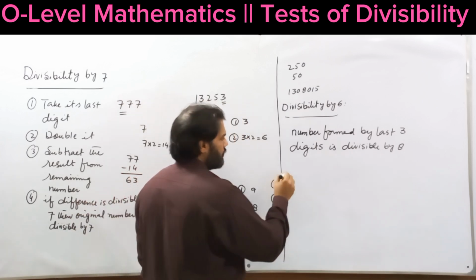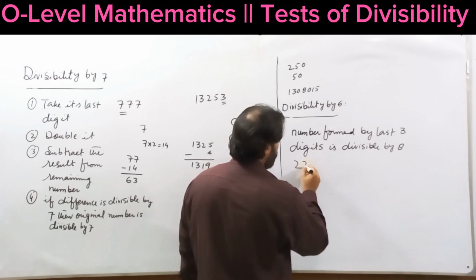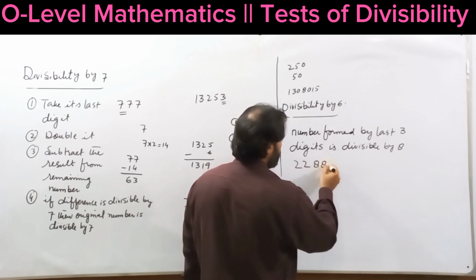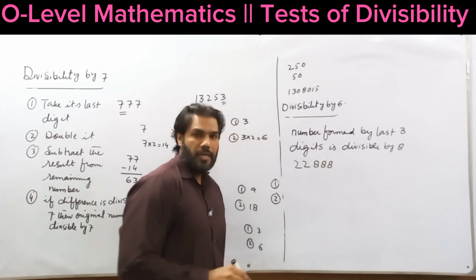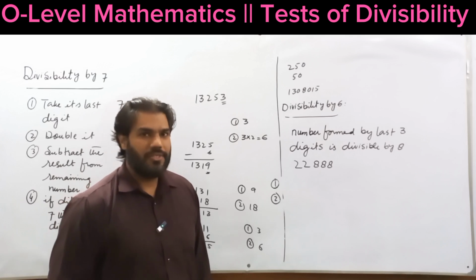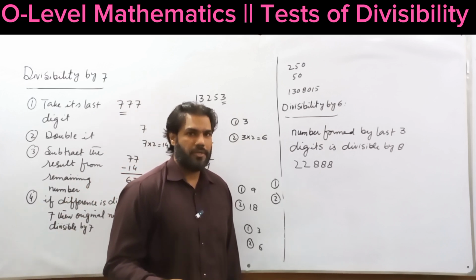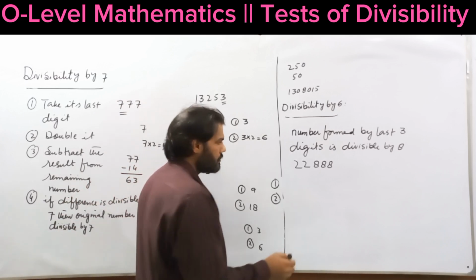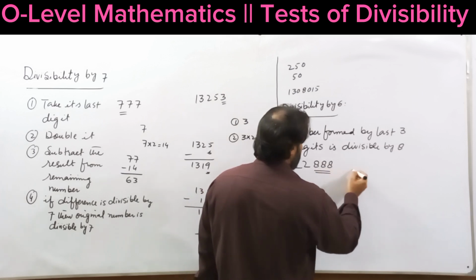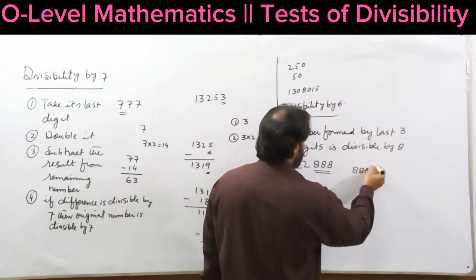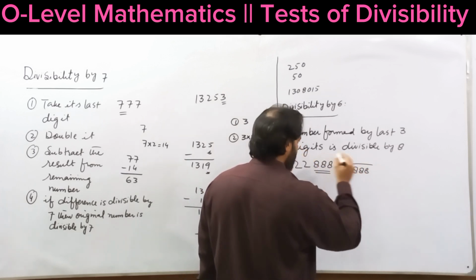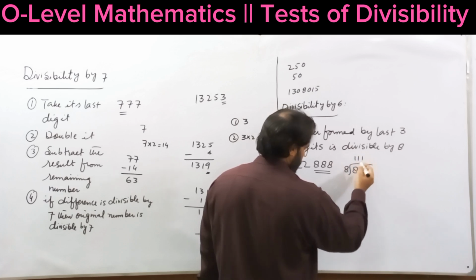For example, we have a number 22888. As the last three digits of the number are 888, and the last three digits 888 are completely divisible by 8, you will get 111.